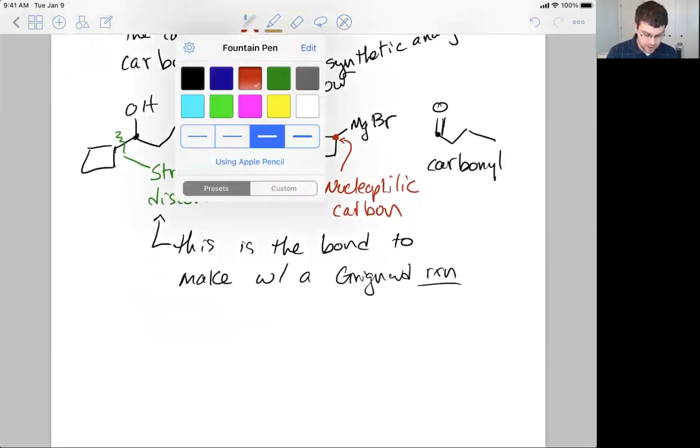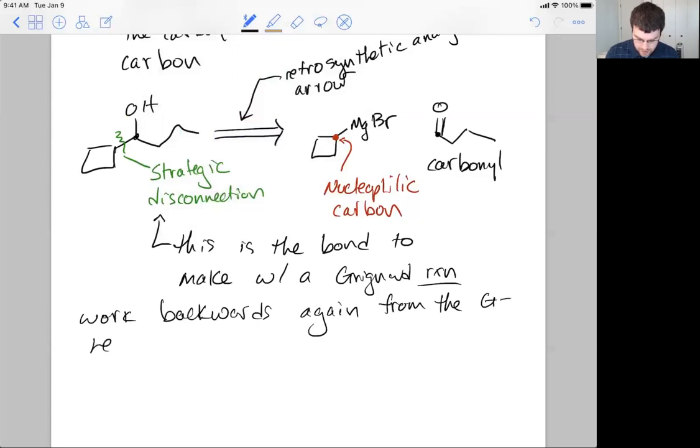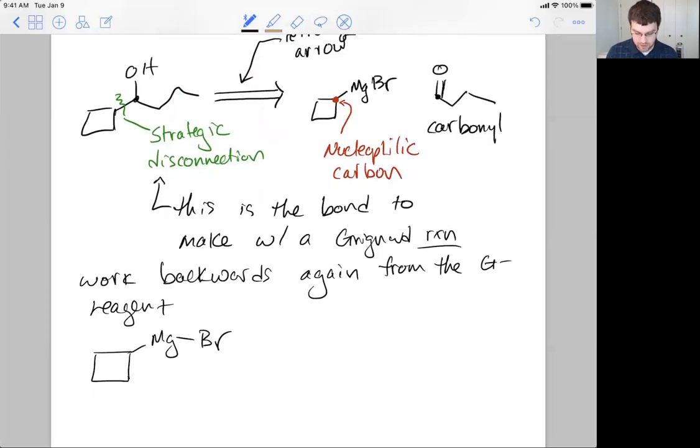Now, additionally, what we can do is we can work backwards again from the Grignard reagent. That is to say that if I have this molecule as my Grignard reagent, how would I make this molecule? Well, we know how to make this molecule. This is a Grignard reagent. And I'm going to show a retrosynthetic analysis arrow getting me back to my starting material. So how would I make this?